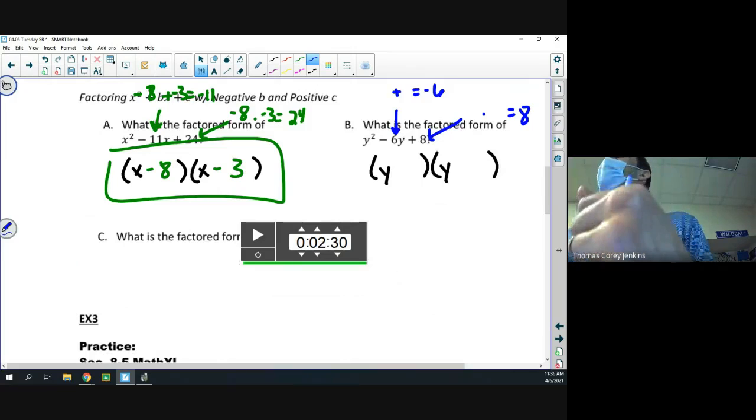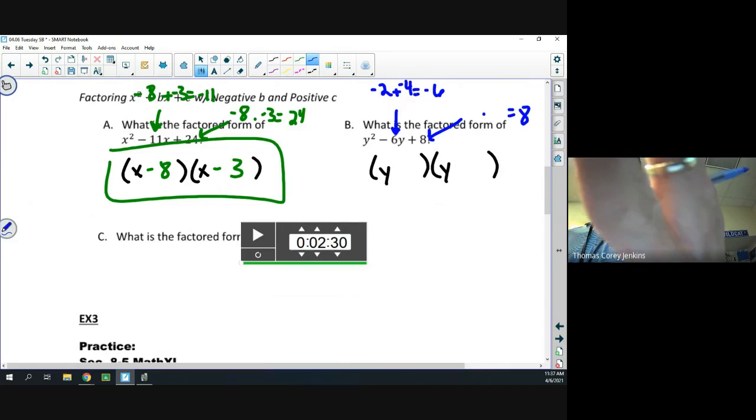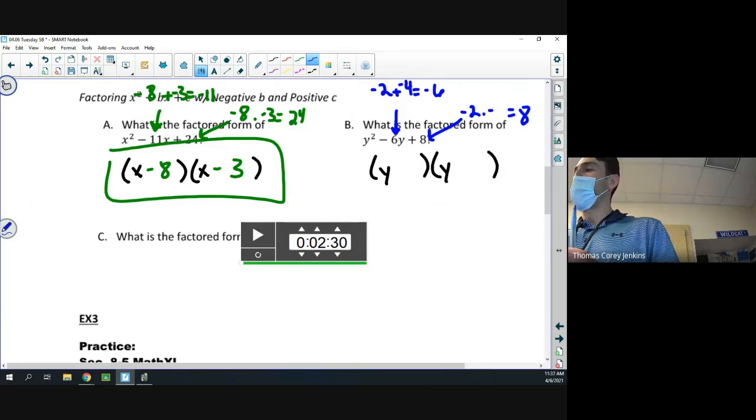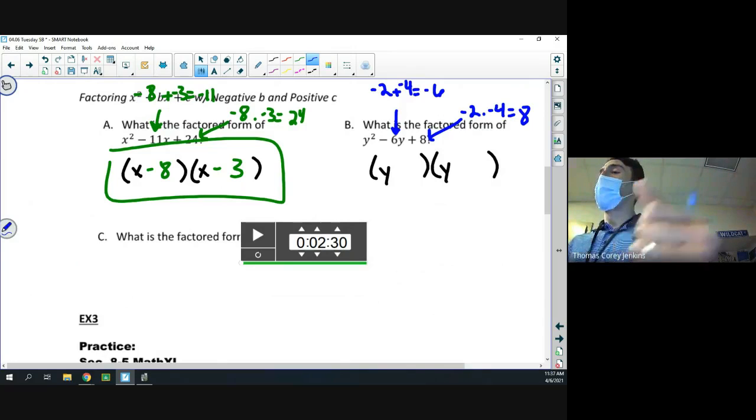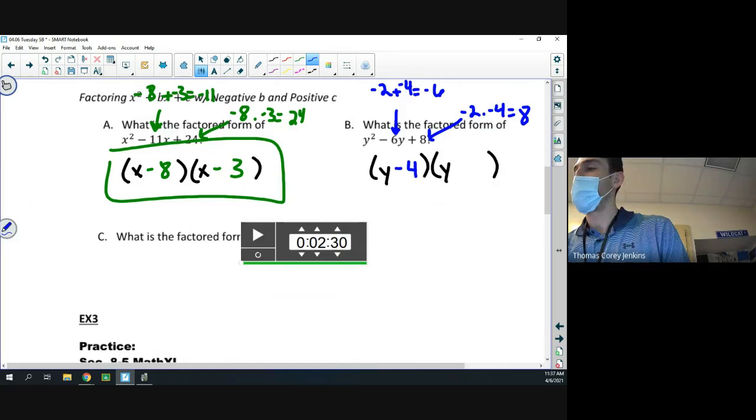We'll go with Andrea. What'd you get? Negative 2, negative 4. All right. So negative 2 plus negative 4 is negative 6. Negative 2 times negative 4 is positive 8. And then, Shackelford, how do I write my final answer then? Perfect. y minus 4 times y minus 2, or you could have said y minus 2 times y minus 4.